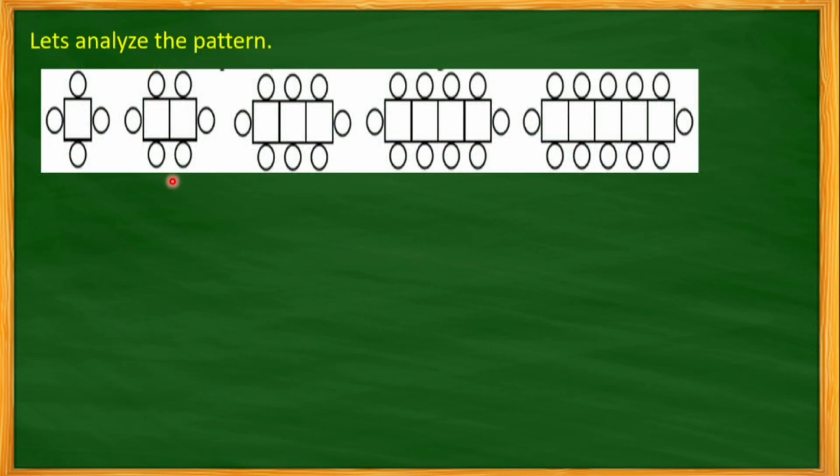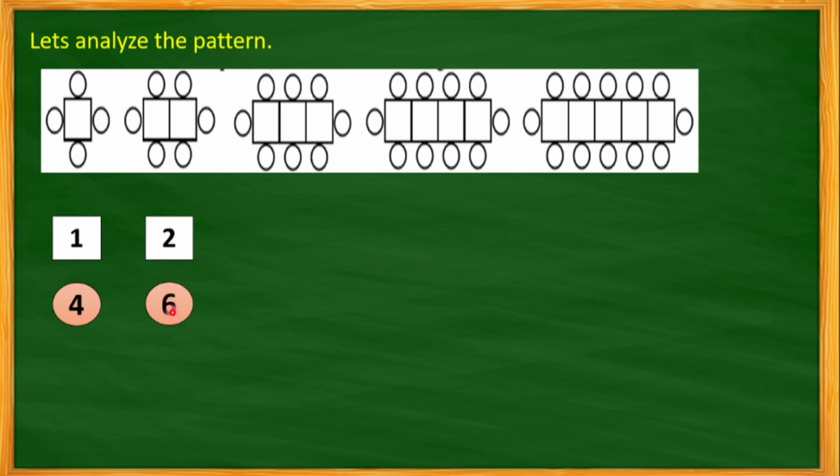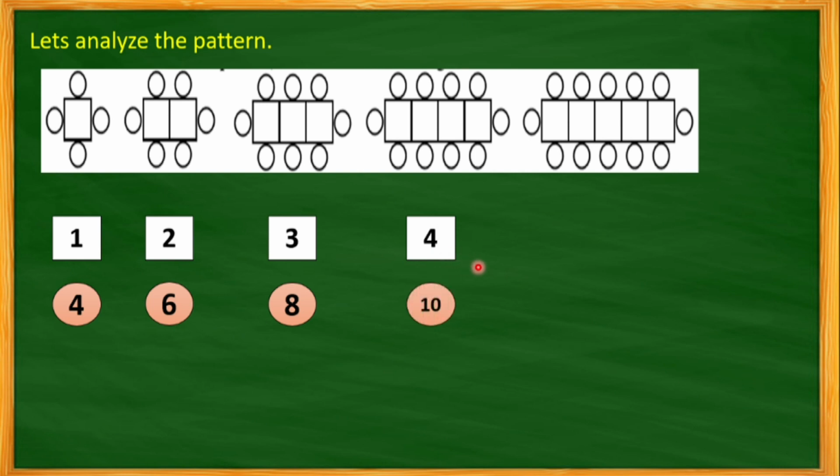So let's analyze the pattern. If one table is equivalent to 4 chairs, if 2 tables are equivalent to 6 chairs, if three tables are combined together, it forms 8 chairs. If we have four tables combined together, it forms 10. And if 5, we have, very good, we have 12. And if I write 6, we have 14.